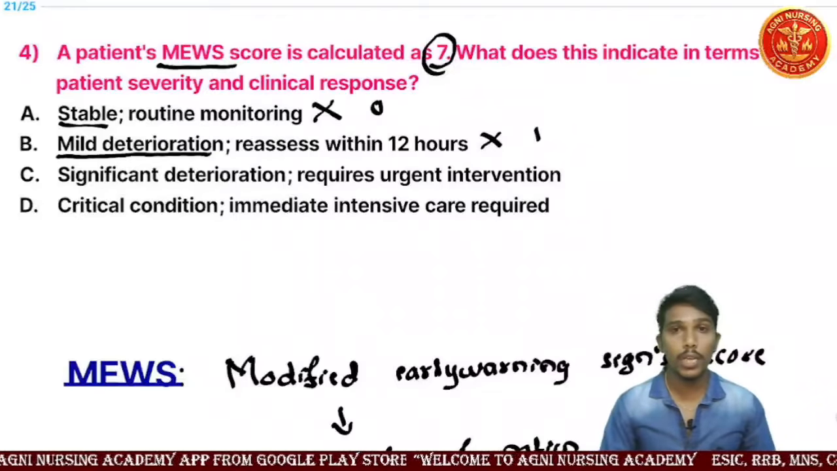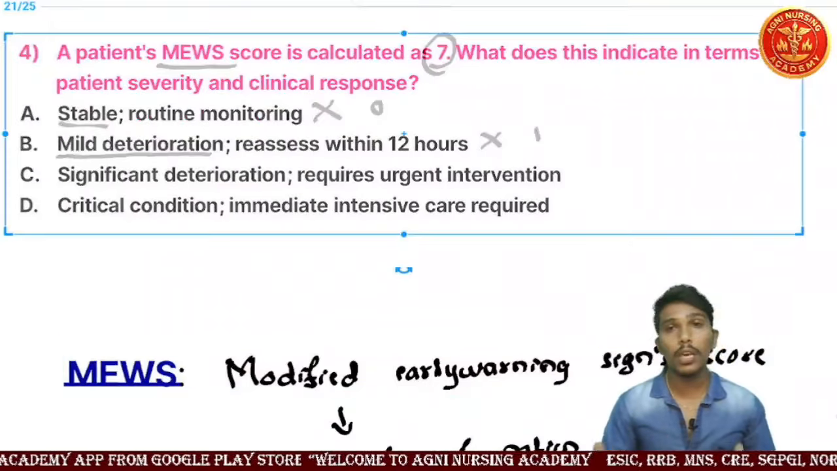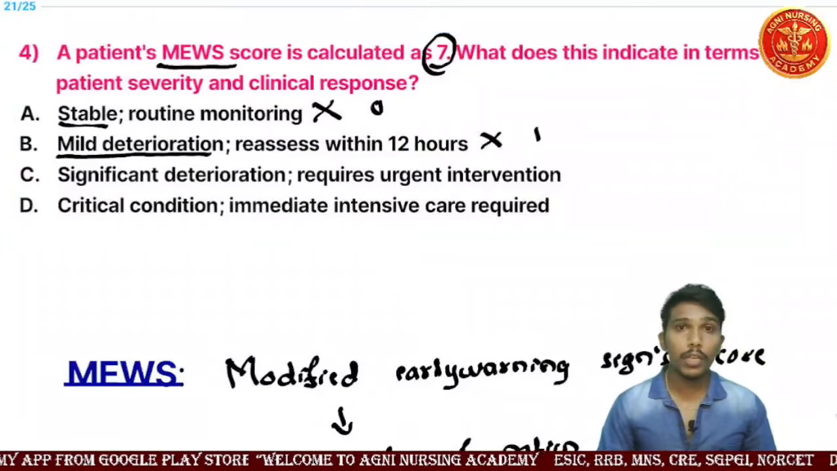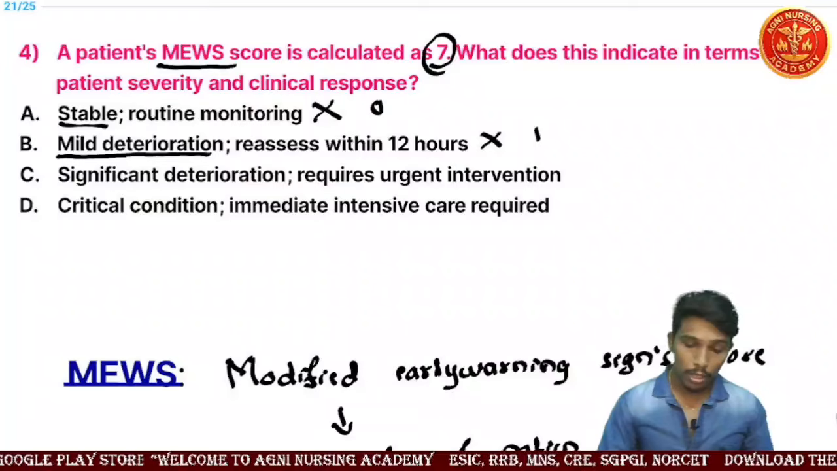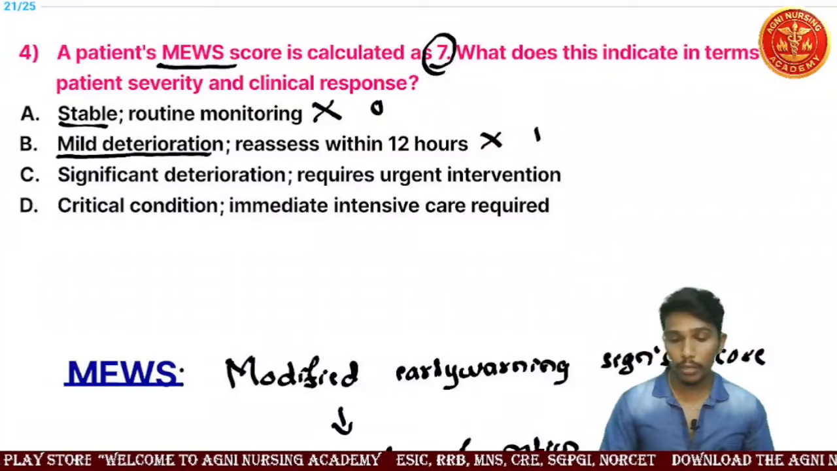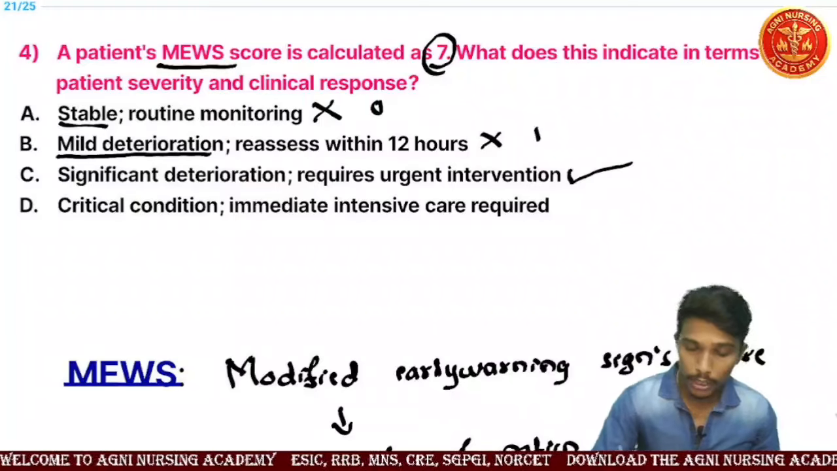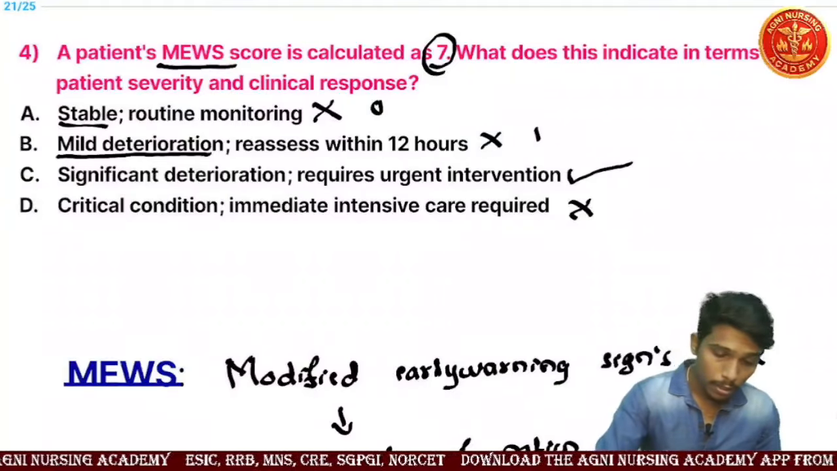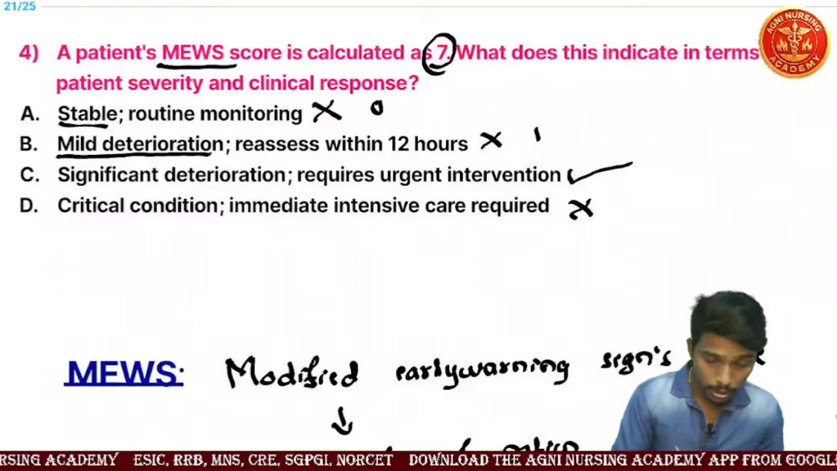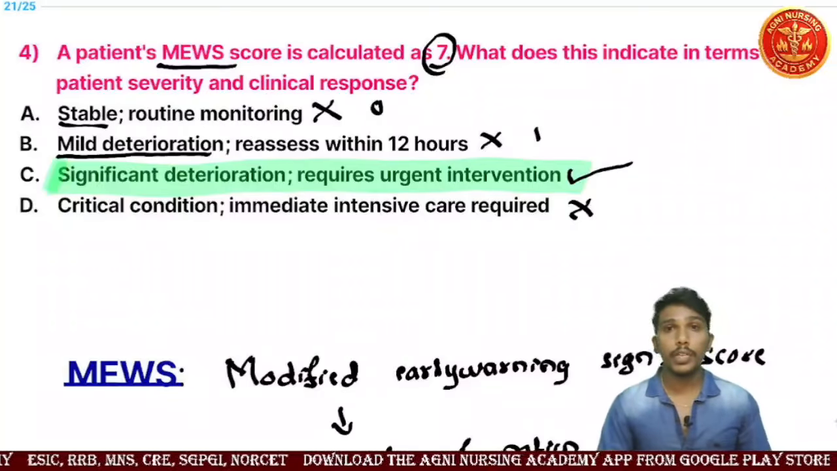We have to start immediate treatment. If the patient is in the normal ward, we can't give critical care in the normal ward, so we have to give urgent interventions. According to this question, the correct answer is to require urgent interventions. So the answer of this question is C, significant deterioration, we need urgent interventions.